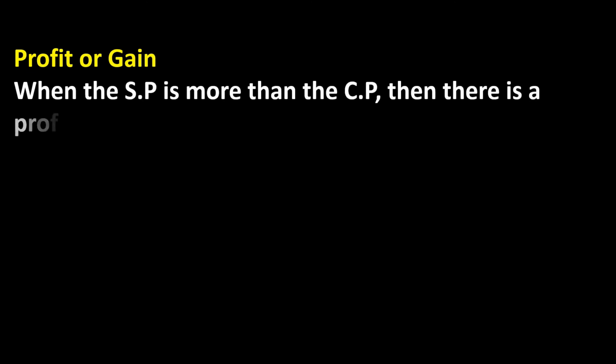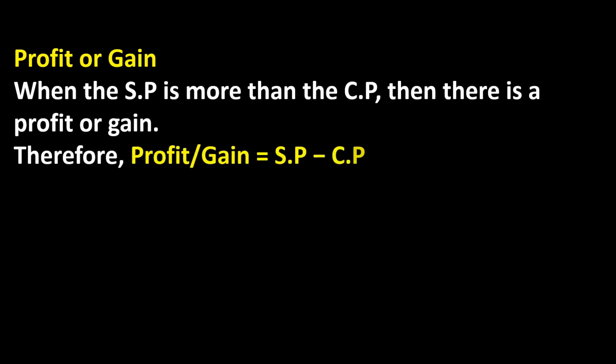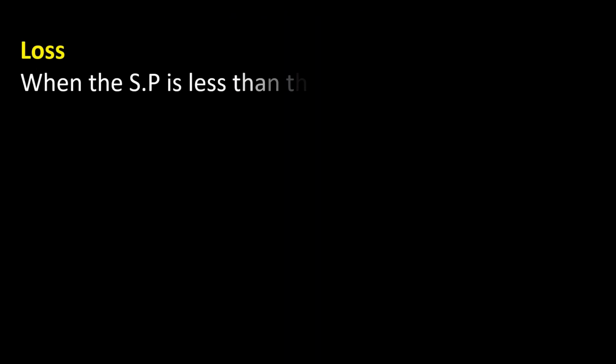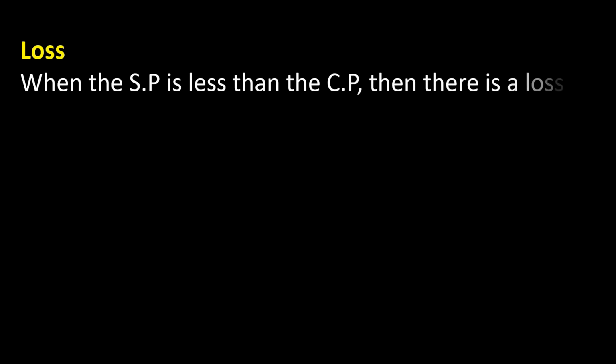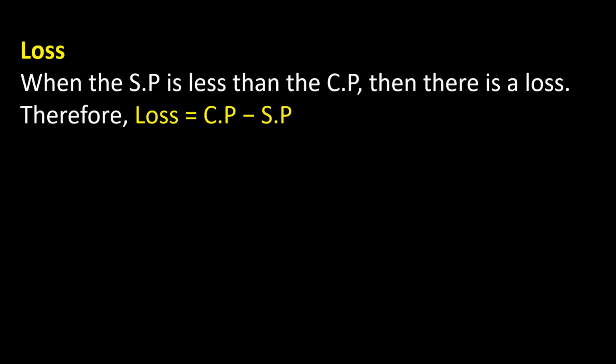Next, what is meant by profit or gain? When the selling price, that is SP, is more than the cost price CP, then there is a profit. What is meant by loss? When the SP is less than the CP, there is a loss. Loss is equal to CP minus SP, that is cost price minus selling price.